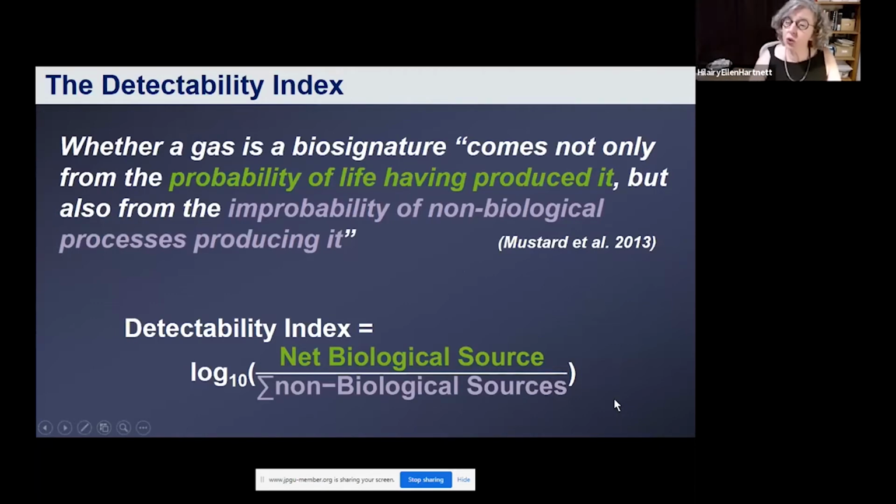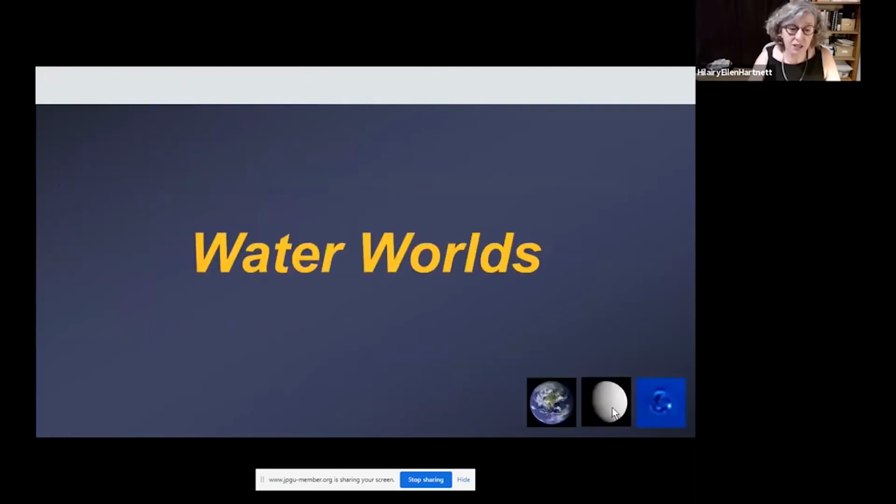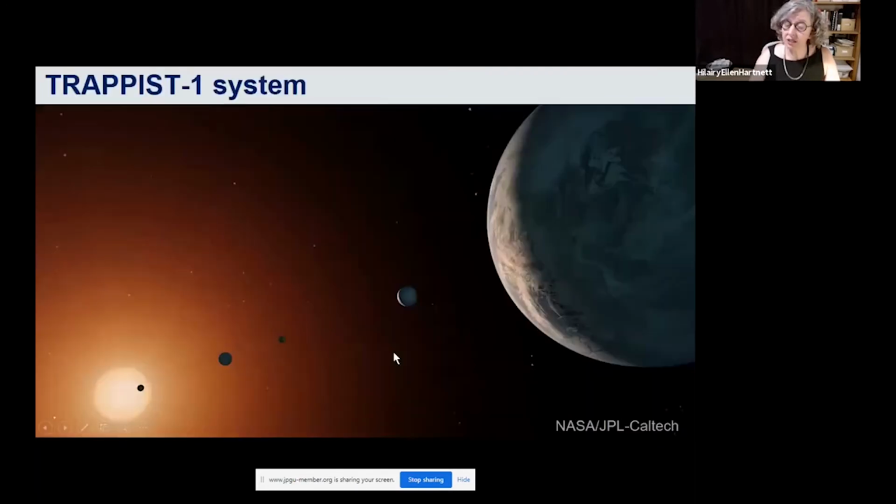So now we have a tool to think about this planetary scale ecosystem. Let's apply this tool to a water world, a planet with a lot more water than the Earth. These types of planets, the water worlds, are not science fiction. We know they exist. This is an artist's rendition of the TRAPPIST-1 system.